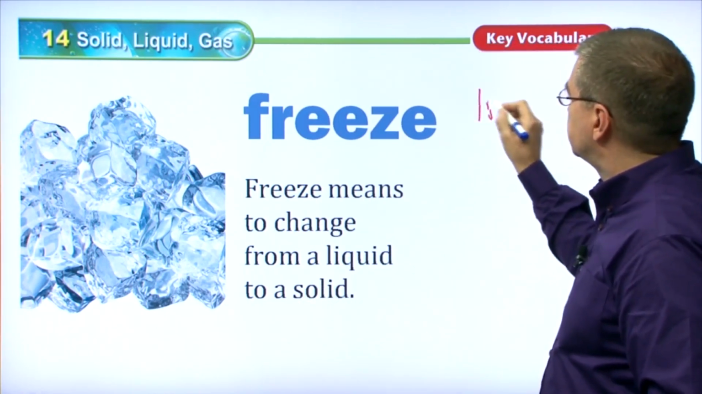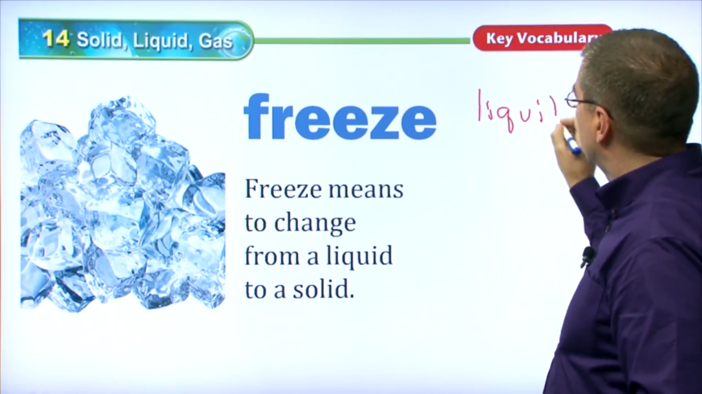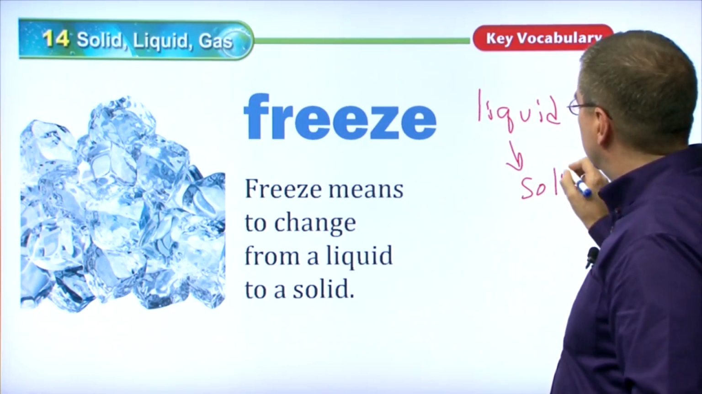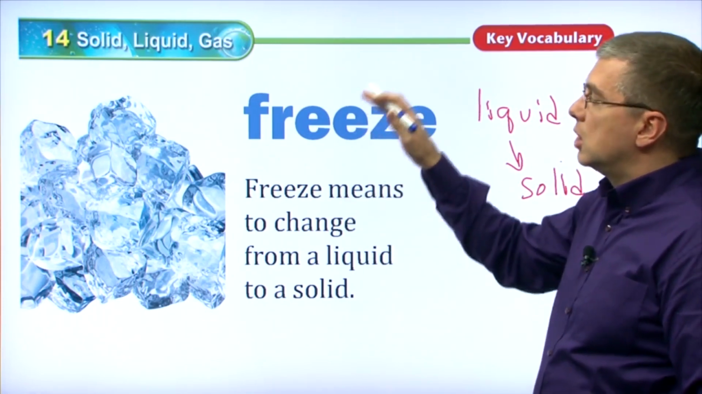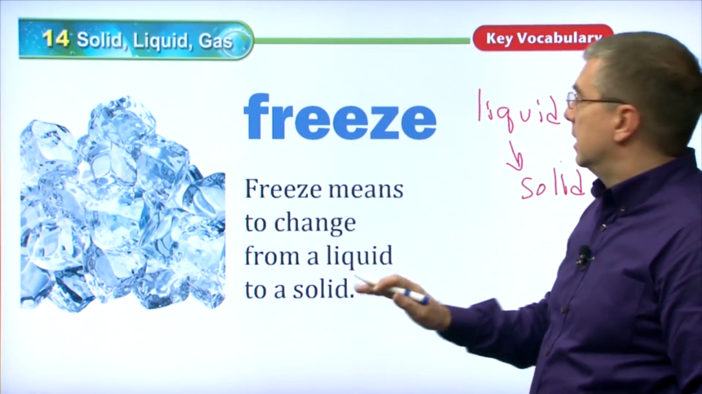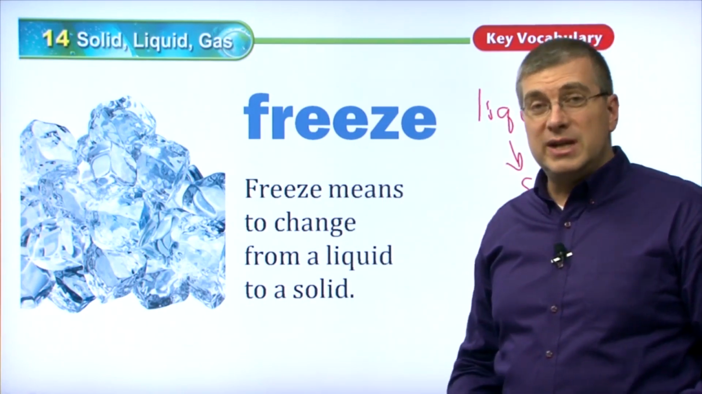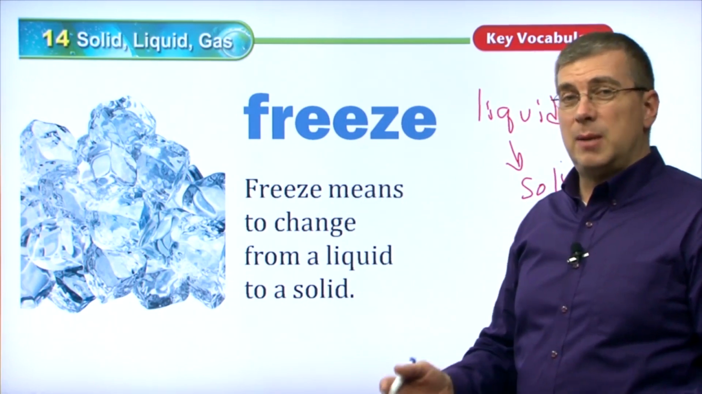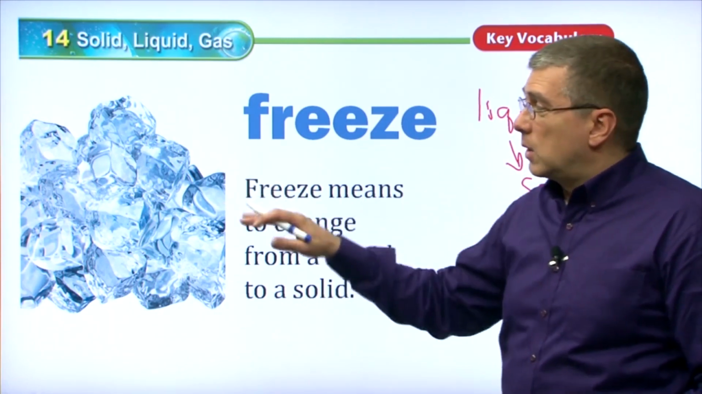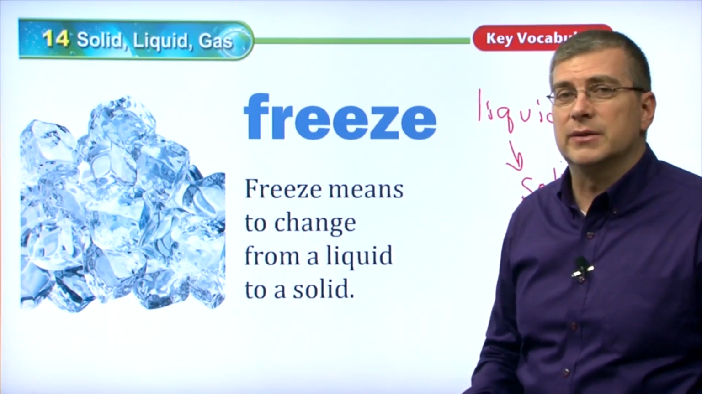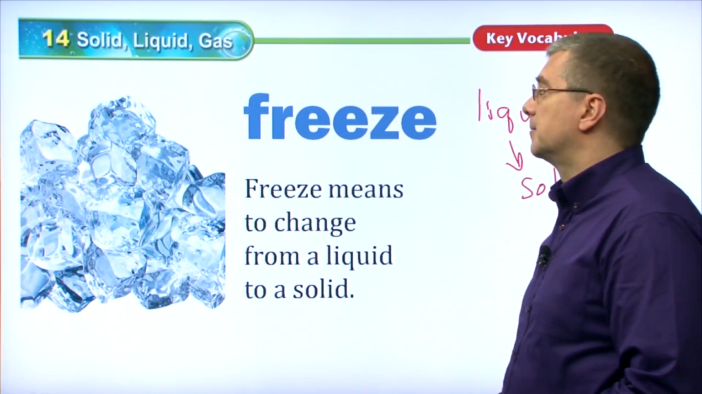So liquid to solid. And freeze means you lower the temperature of something. And so that liquid becomes a solid. Okay, when we say it's freezing outside, that means the temperature is so low that liquid water will turn into ice. It's freezing outside. This is what happens in the winter.